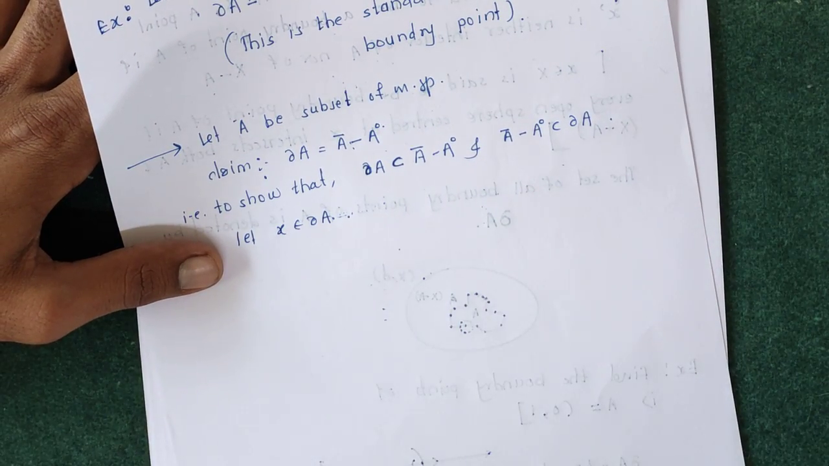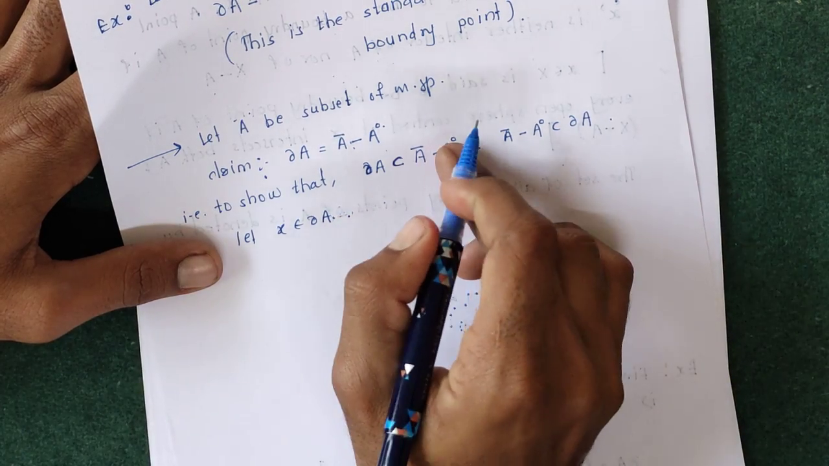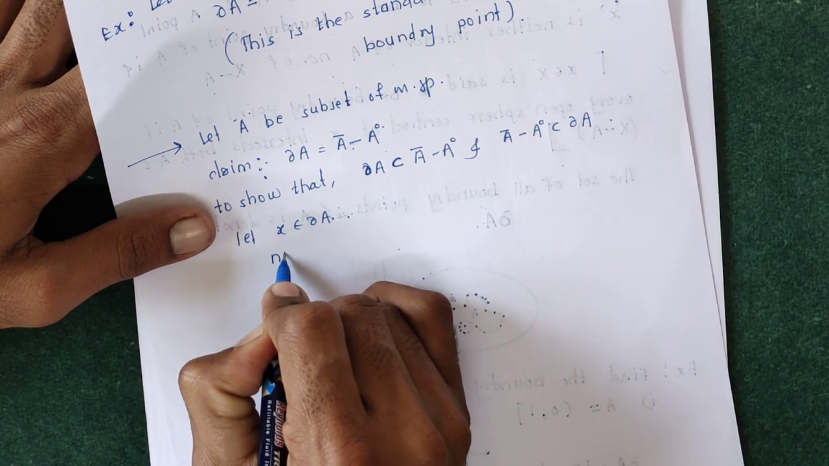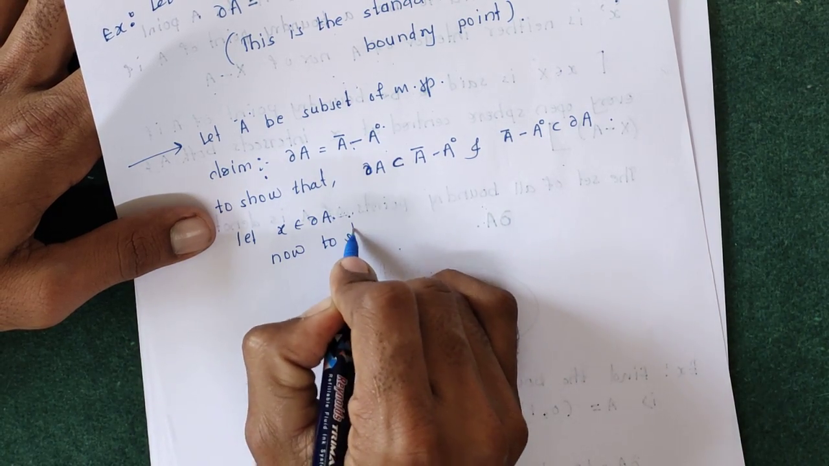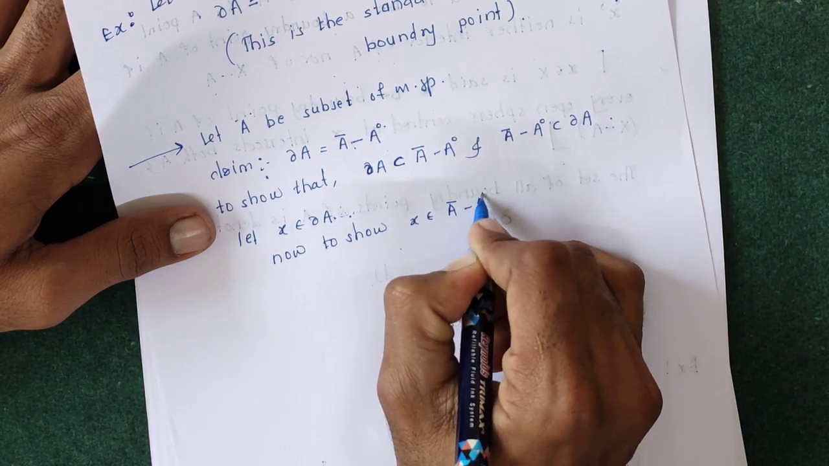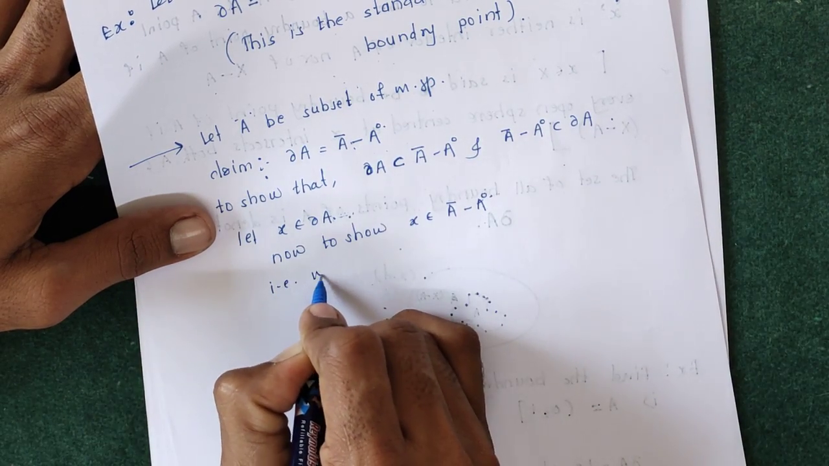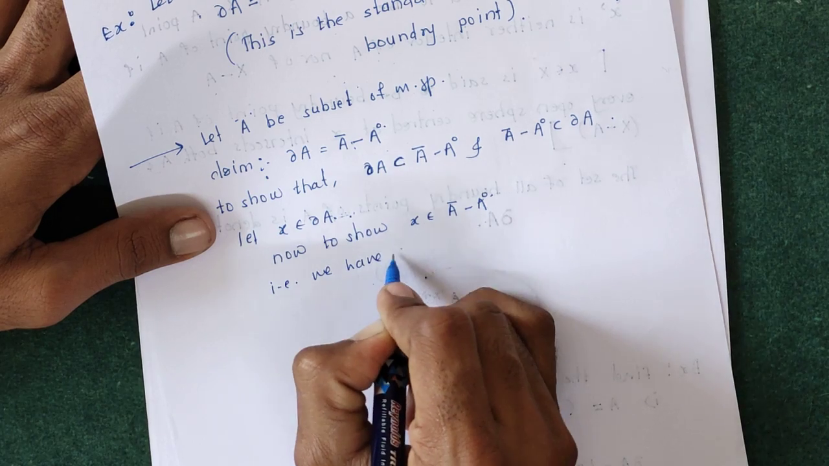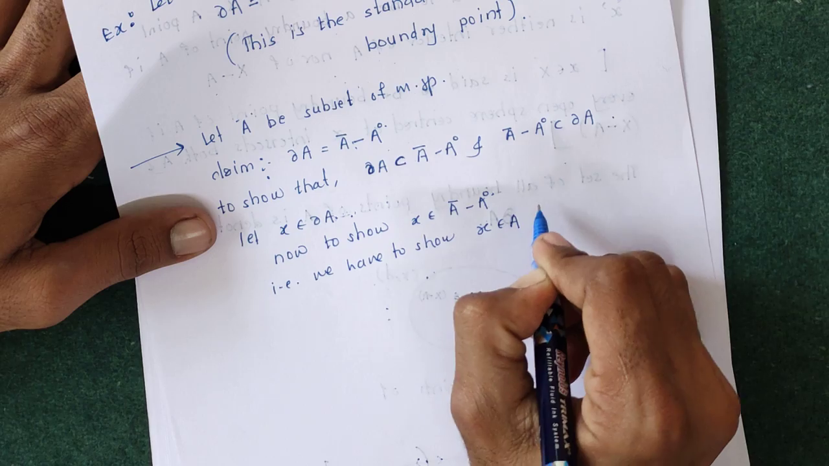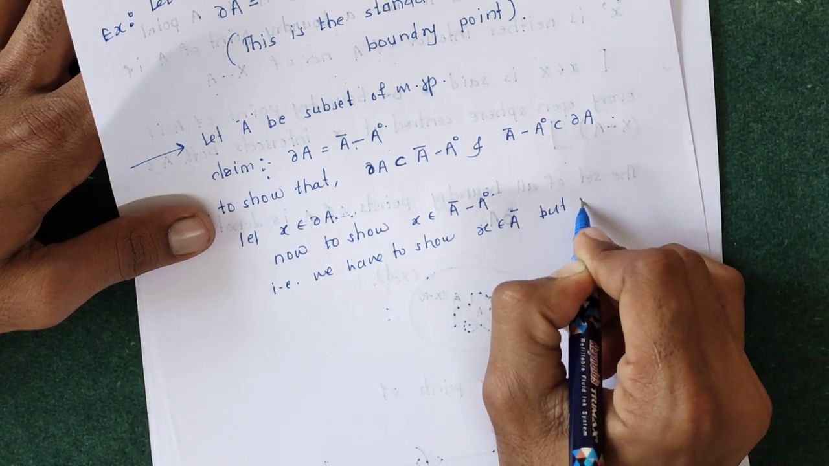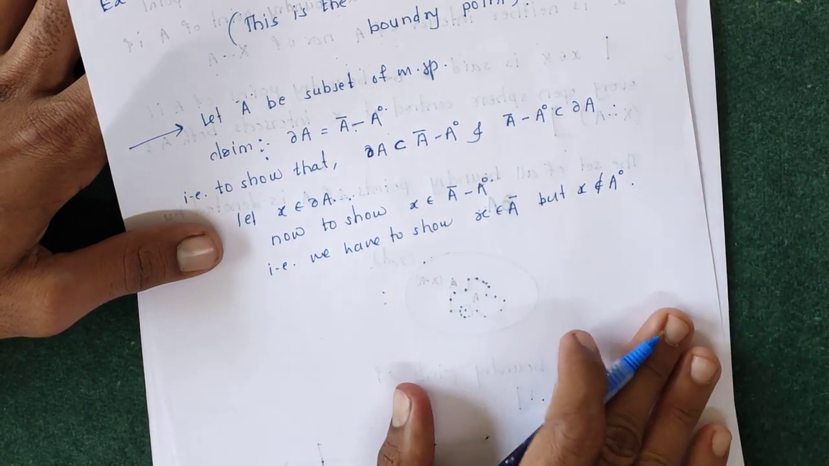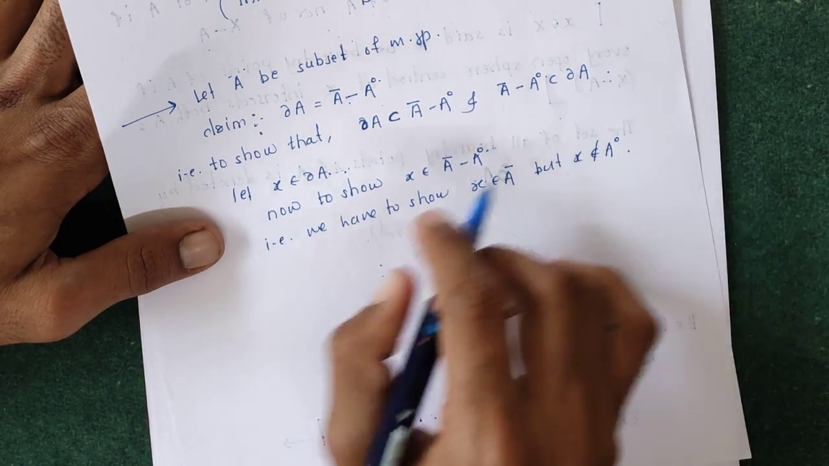Now as x belongs to ∂A, we have to show that this x is again an element of A closure minus A interior. That is, we have to show this x belongs to A closure, but x doesn't belong to A interior.